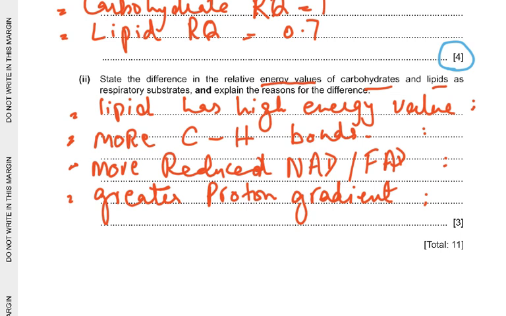C6H12O6, glucose. If you look at fat, it will be C17H34. So more C-H bonds, less oxygen. So more C-H bonds, more reduced NAD/FAD, greater proton gradient established. So that means more protons will pass through the ATP synthase. So more ATP will be formed.